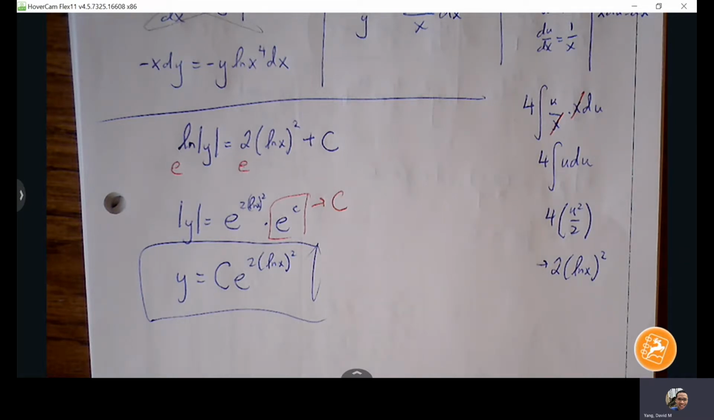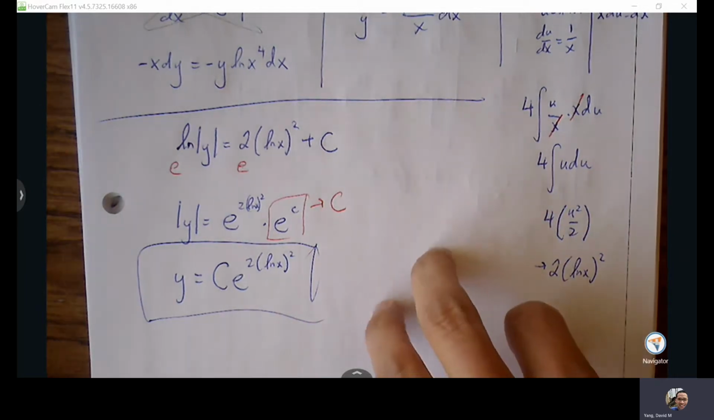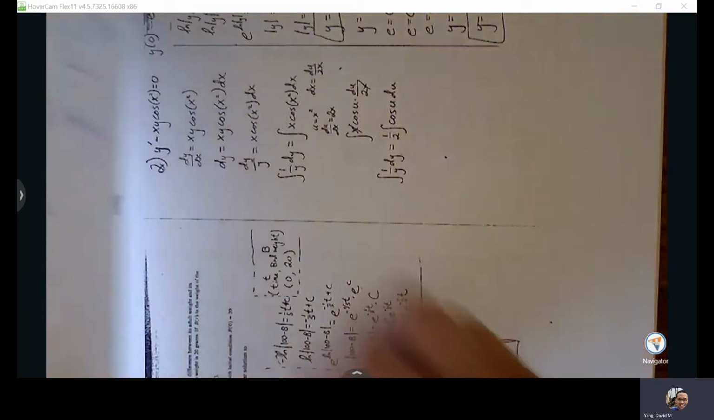Okay, one more. Let's do page 18. All right, see how far you can get on your own with this and see how we do.